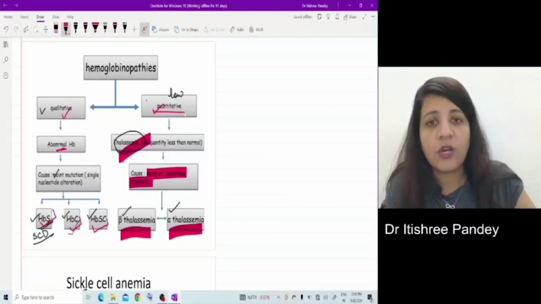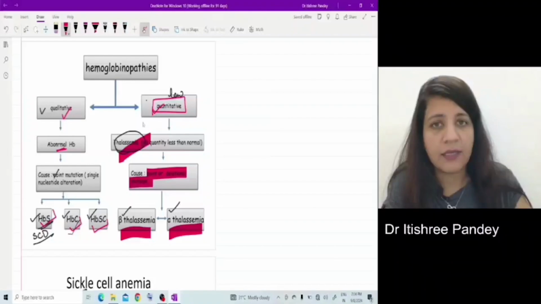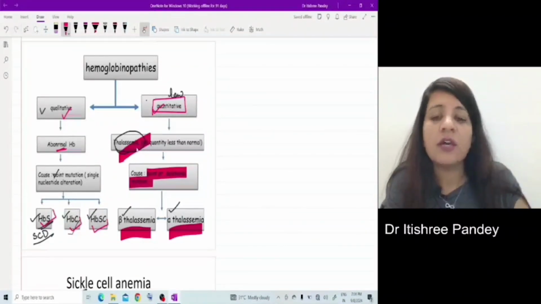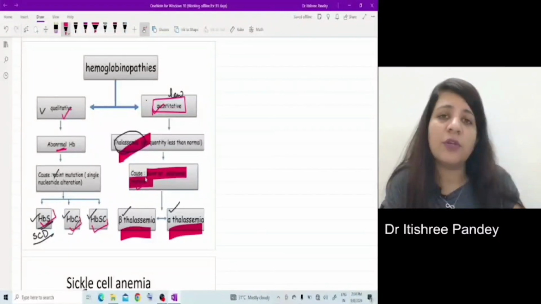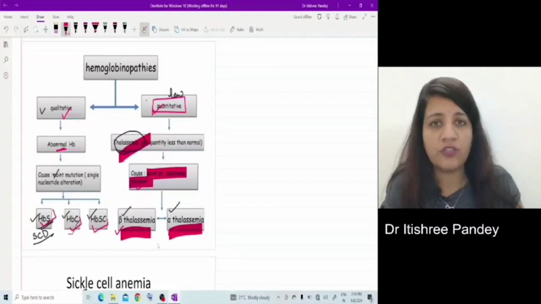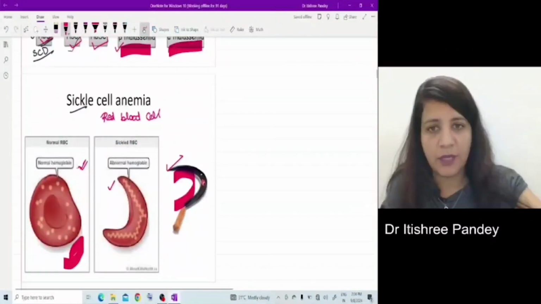Hemoglobinopathy can also be of the quantitative type, when the quantity of hemoglobin produced is less. It is called quantitative hemoglobinopathy, and the example is thalassemia, in which the hemoglobin quantity is less than normal, and the cause could be either a point or deletional mutation. As we know there are 2 globin chains, so the thalassemia abnormality could be beta thalassemia if the beta globin chain is synthesized in lesser quantity, or alpha thalassemia if the alpha globin chain is synthesized in lesser quantity.